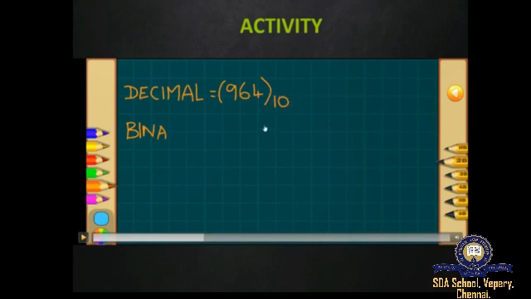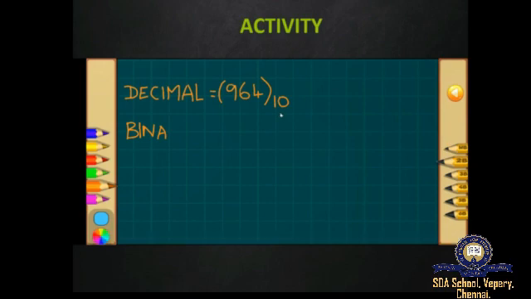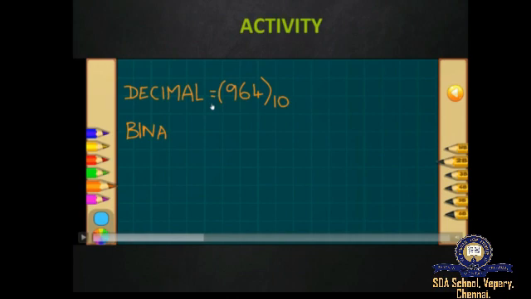For each number system, you have to represent the base value. Without the base value, we do not know which number system it is. So write the number, put the bracket, then write the base value here. Okay. We have 9 in the decimal number system, 6 in the decimal number system and 4 also in the decimal number system. We don't have any alphabets or anything.